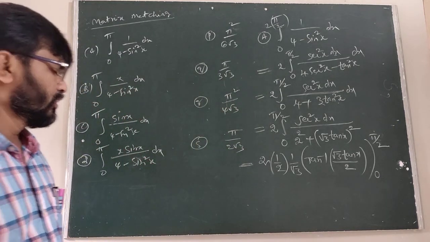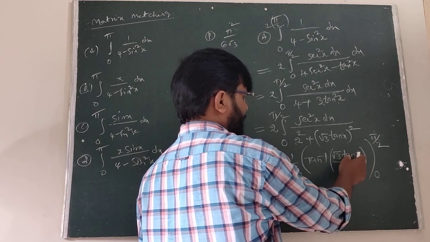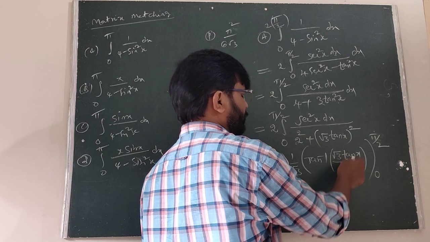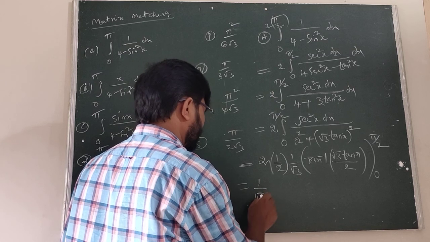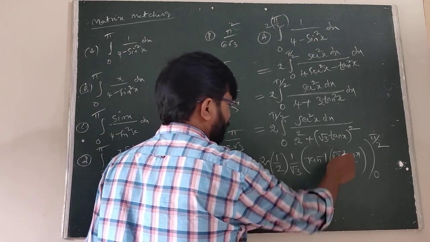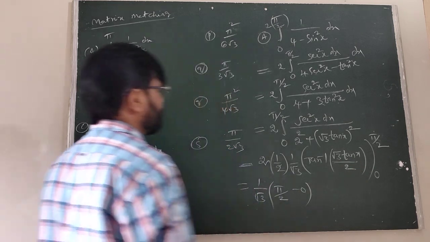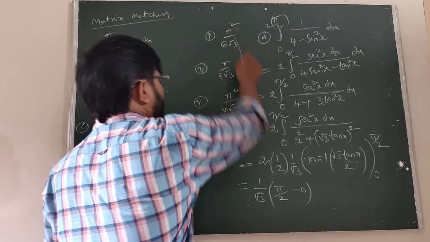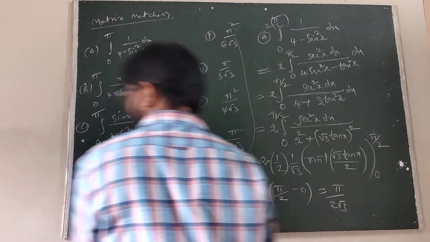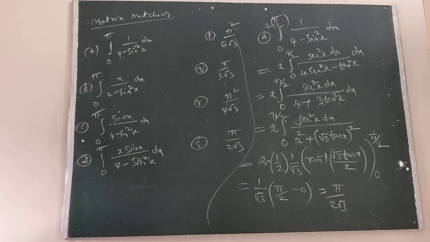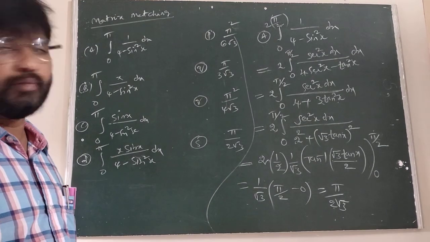How to write this? When we put 90, tan 90 is infinity, so root 3 by 2 into infinity is infinity. Infinity is the value of tan 90. Now this is 1 by root 3. Okay, is it clear? How to get this one? Only pi by 2, minus 0. After that, this is the value pi into 2 root 3. Is it clear? This is pi by 2 root 3.